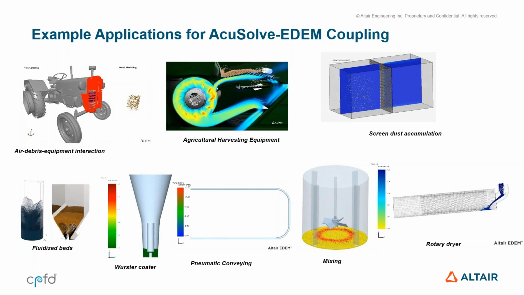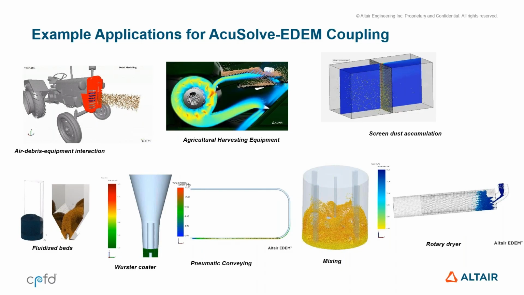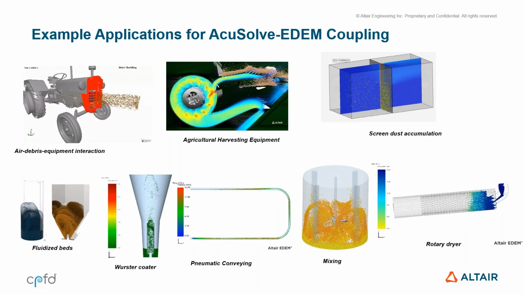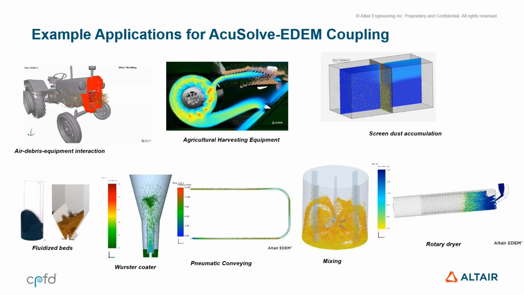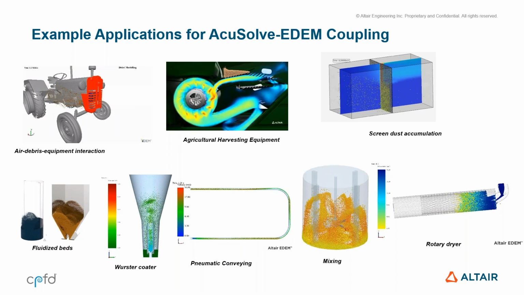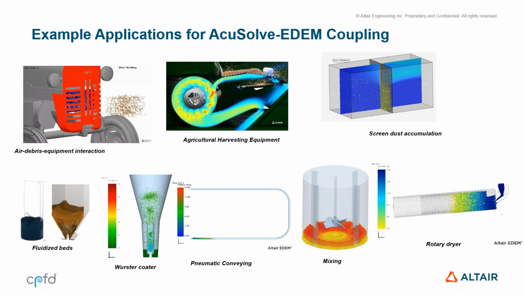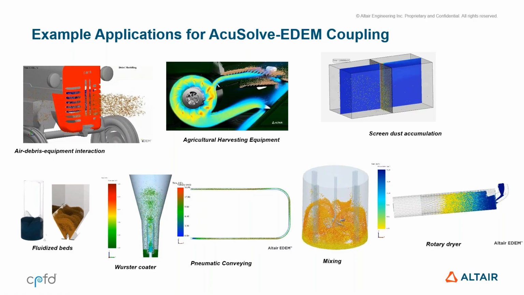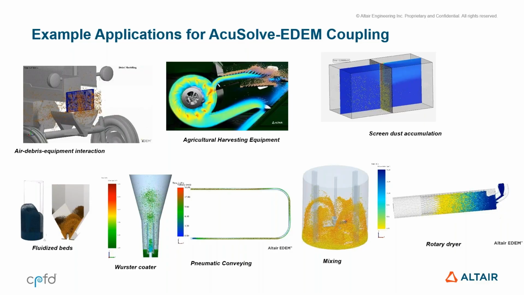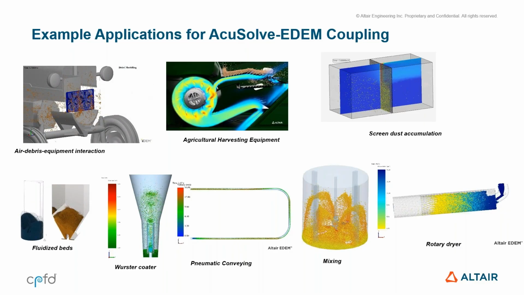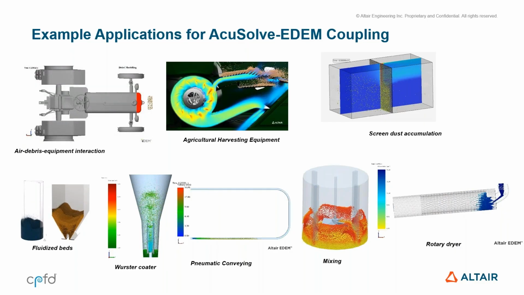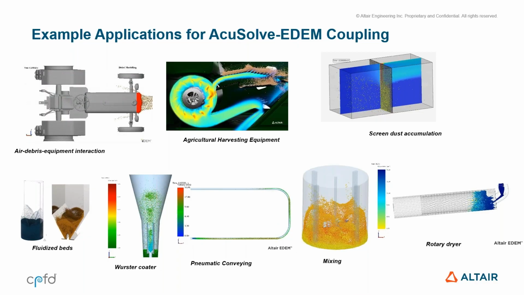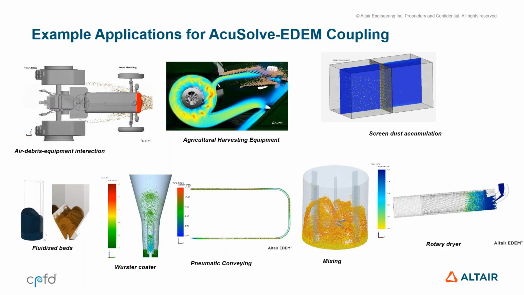Using AcuSolve EDEM coupling, we can simulate a wide range of industrial bulk material flows, ranging from the agriculture industry, pharmaceutical and process industries to mining and metallurgical industries as well. Here we look at some of those applications. I should let you know that there are many more applications that we can handle. This is just a very small subset of all the applications that can be solved with AcuSolve EDEM coupling.